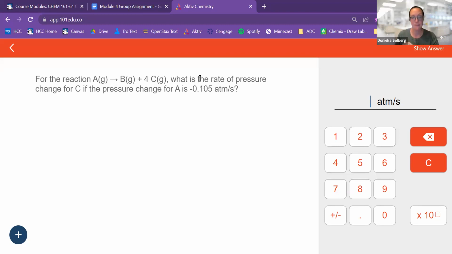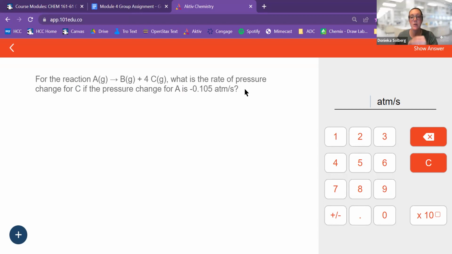So rates, which are going to be in atmospheres per second or molarity per second, are stoichiometric and based on the balanced equation overall. Okay, so this one is asking for C. What is the pressure change for C if A is negative 0.105 atmospheres per second? Again, that means A is disappearing at a rate of 0.105 atmospheres per second. Since this is a 1-to-4 ratio, C would be appearing at 4 times the rate of A. So it's just this times 4.